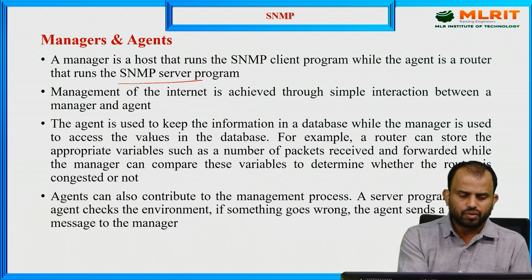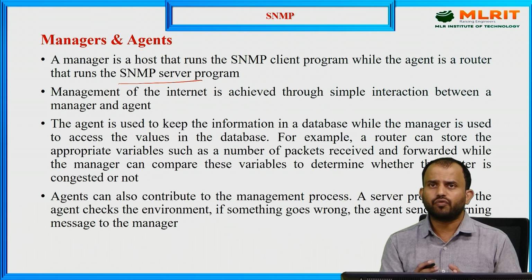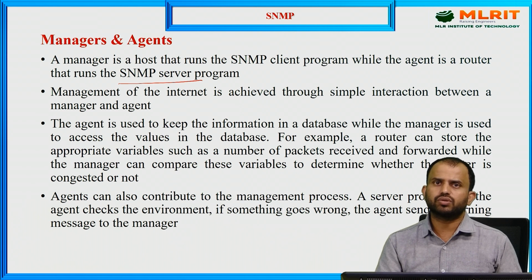For example, we have one agent. We can manage the information in the database system. A router can store information with respect to user IDs or agent information. The packets received are forwarded to the respective user or respective manager. The manager compares the information and determines whether they are in the router or congested or not. It can process that kind of information and manage that kind of scenario.